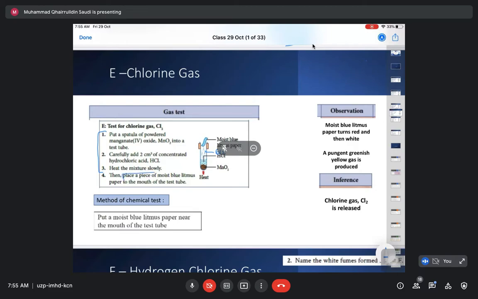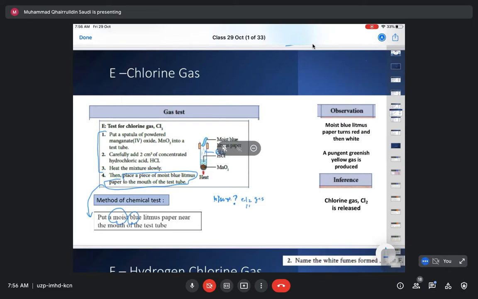Place a piece of moist blue litmus paper at the mouth of the test tube. So the method is to put a moist blue litmus paper near the mouth of the test tube. Why blue? Acid. Because apa yang acid? Chlorine. Chlorine gas is acidic. Bagilah jawapan yang penuh, okay? Chlorine gas is acidic.